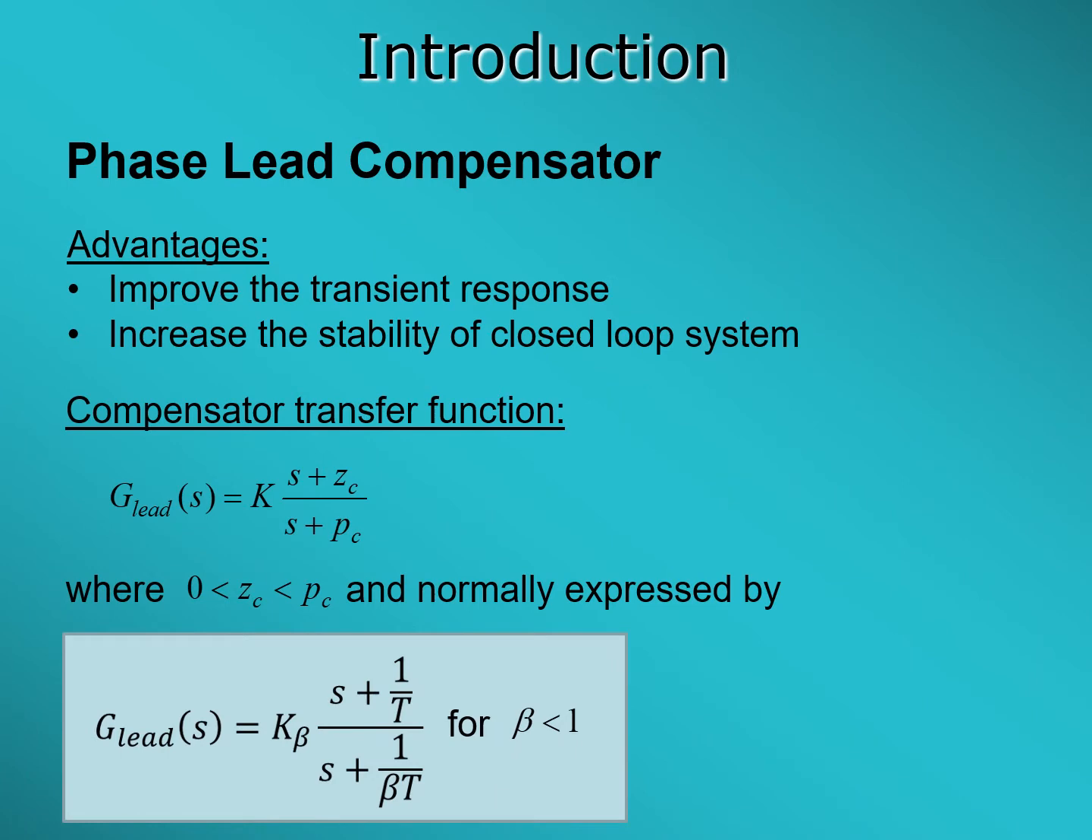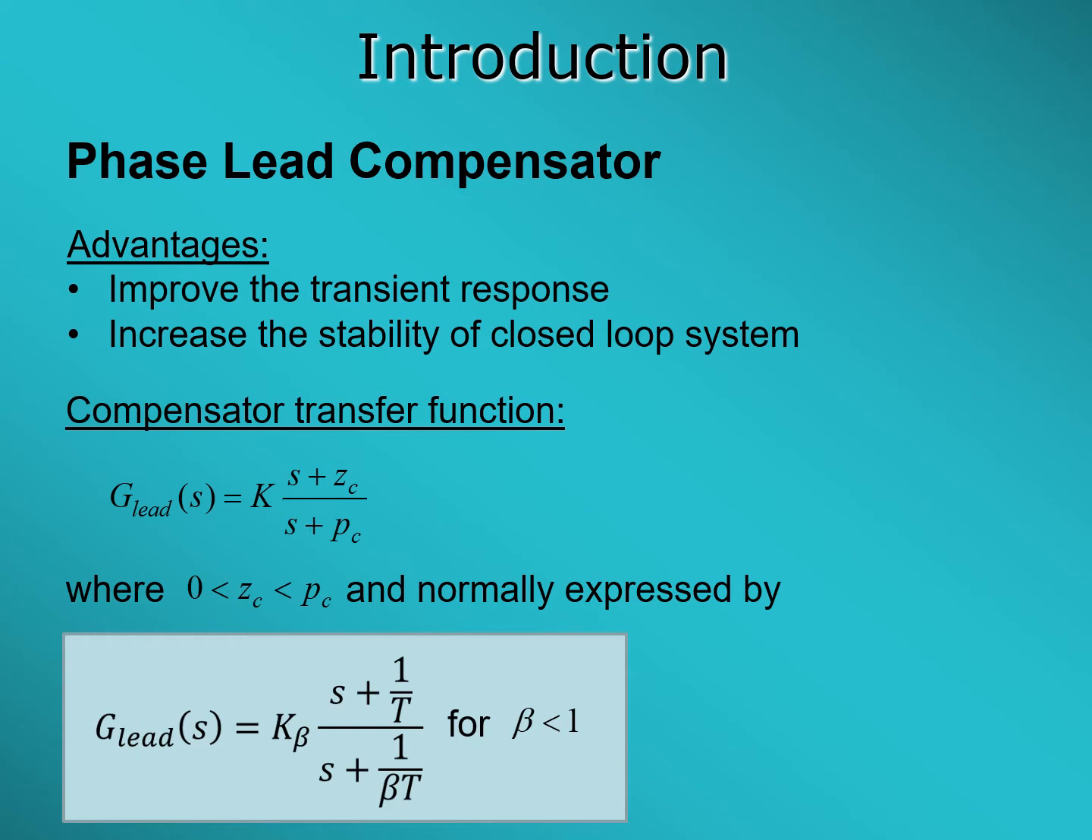Okay, as the introduction, phase-lead compensator. The advantage of the phase-lead compensator is to improve the transient response and also to increase the stability of a closed-loop system. So the compensator transfer function is given as follows. G subscript lead of s equals K multiplied with (s plus Zc) over (s plus Pc), where Zc is greater than 0 and Zc is less than Pc.